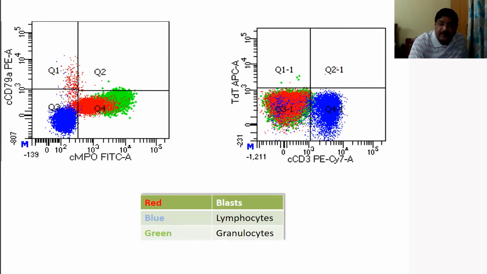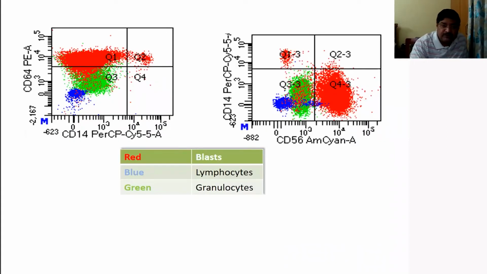Okay, you had the blue color as lymphocytes, so they were negative for cytoplasmic MPO and cytoplasmic CD79A, whereas they are positive for cytoplasmic CD3, which are nothing but T cell markers. So all those blue cells were T cells. 80% of the cells in the peripheral blood lymphocytes are T lymphocytes.